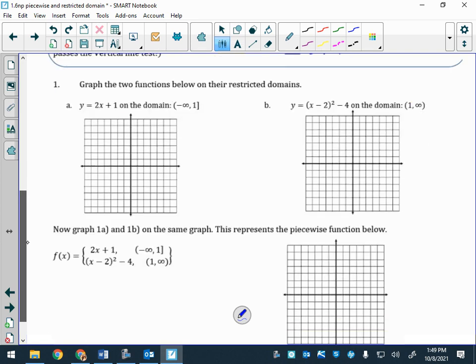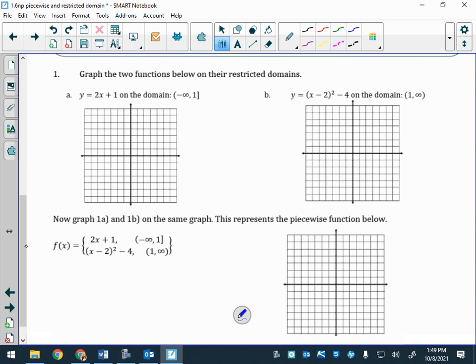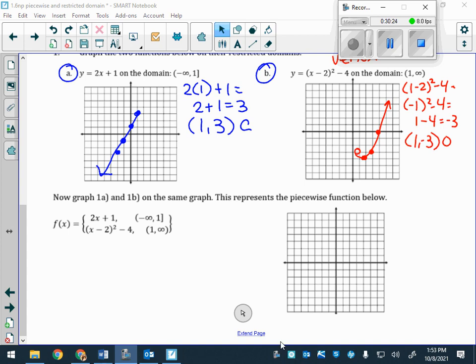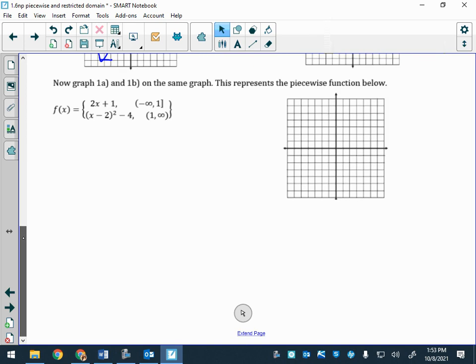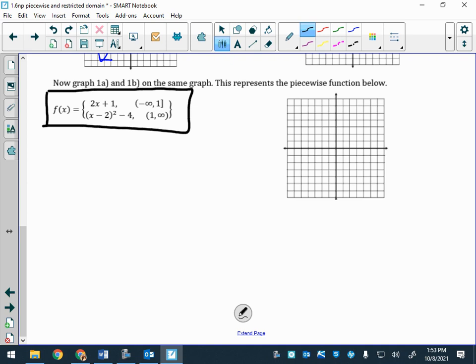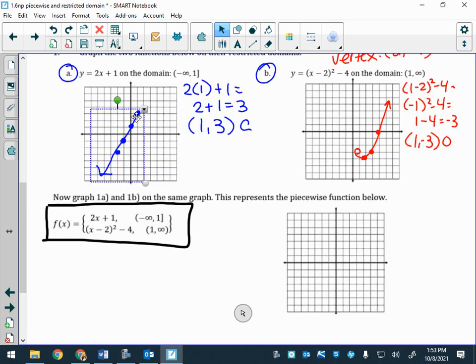So what you guys are going to do to start, you're going to graph A and B like we just did. Graph A and B. What you see down here is what a piecewise function looks like. A piecewise function has both equations given the restricted domain. So instead of graphing them separately, you will do everything all together.